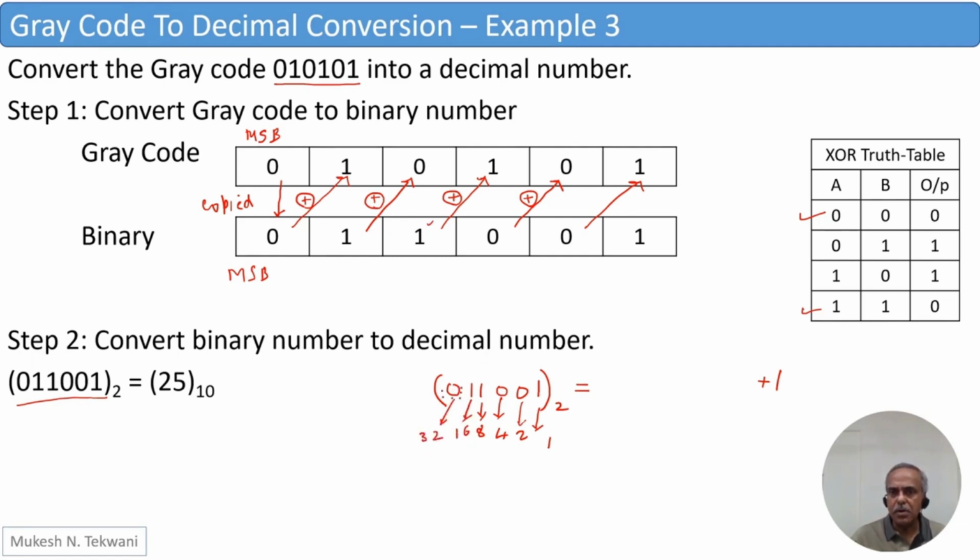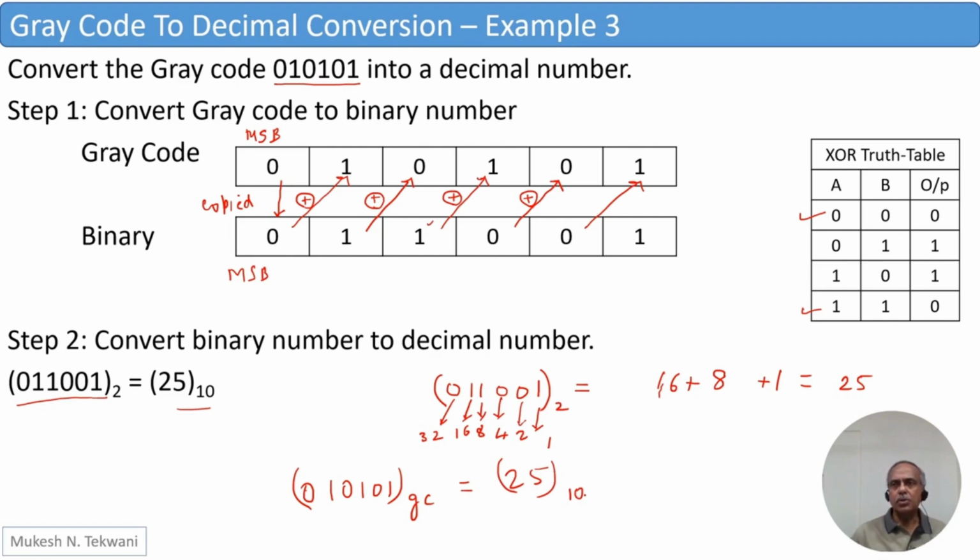Now wherever we have the bit positions as 0, we ignore the weights, and then we are left with 16 plus we have a 1 bit here, so plus 8 and plus 1, so that becomes 25, and therefore we say that this equivalent value is 25, and therefore 010101 of the gray code is equivalent to 25 of decimal. This is how we convert a gray code into its decimal value.